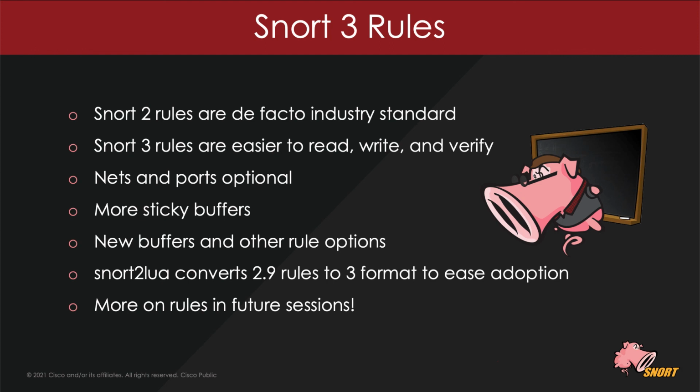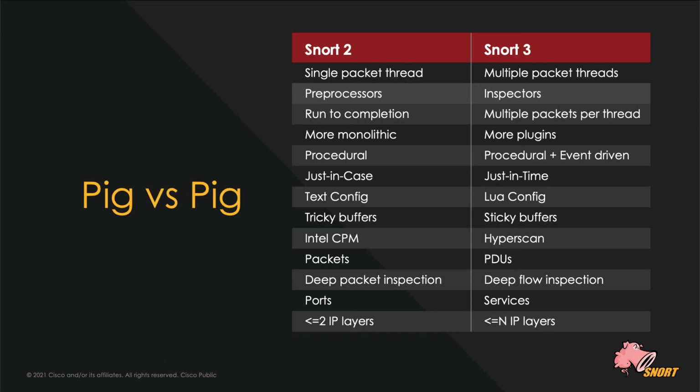More sticky buffers. So Snort 2 had some sticky buffers, Snort 3 has more, and those are keywords that help you again reduce the number of words in a rule and make it simpler to read a rule. New buffers and other rule options. I mentioned those a little bit about HTTP already. The Snort to Lua adoption or conversion, remember, you can use that to ease your adoption. And again, we'll talk about more coming up.